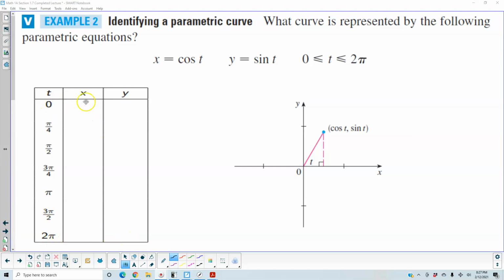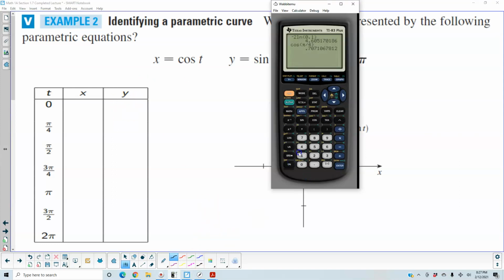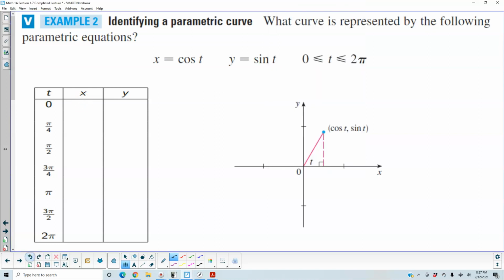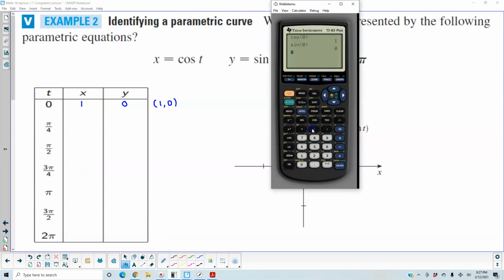Now, we should know that the cosine of 0 is going to give us what? It's going to give us 1, where the sine of 0 is going to give us 0. And again, we can use our calculator if we want to, just to verify that. So the cosine of 0 is equal to 1, and the sine of 0 is equal to 0. So we know that our ordered pair is 1, 0. For pi over 4, let's go ahead and put pi over 4.